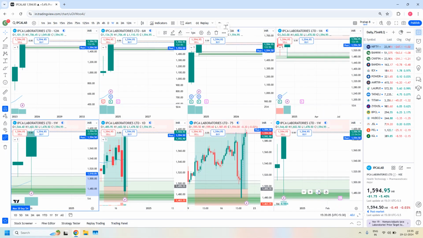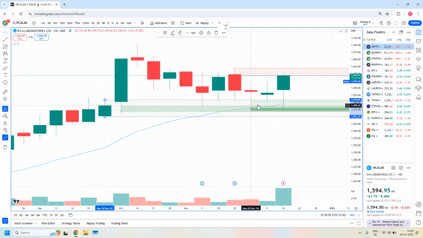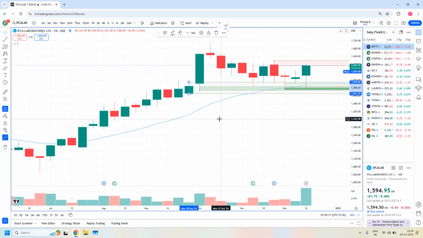So based on this strategy, I have filtered the stock. This is the daily zone having zone confluence with the weekly zone. Rally, base, rally. This is the weekly zone, and this weekly zone should have weekly EMA confluence. See here, we have weekly EMA confluence.